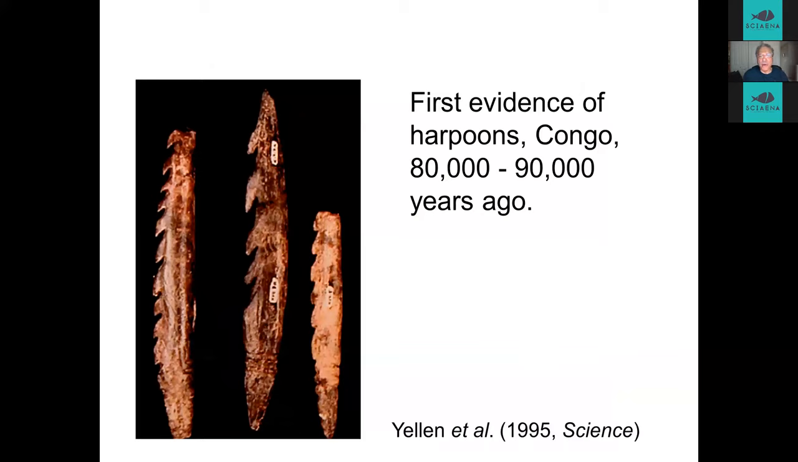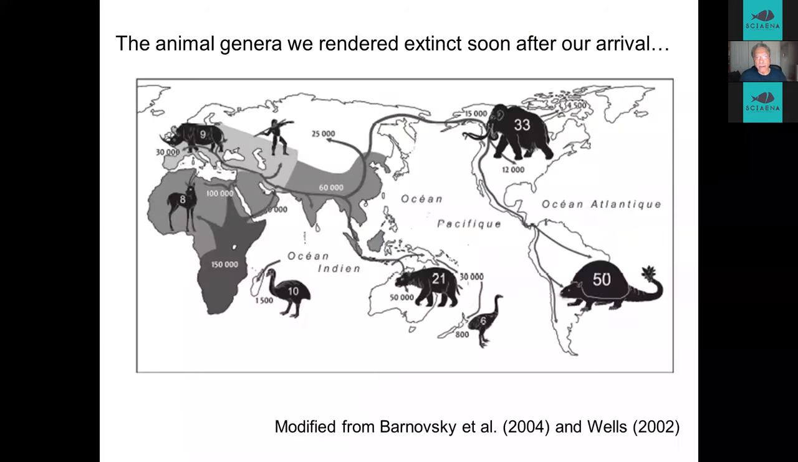We began very early also to develop fearsome weapons and tools for hunting, and the first evidence of harpoons stemmed from the Congo about 90,000 years ago. Now, as you know, about 70,000 years ago, modern humans left Africa and entered the different continents. In Europe, they met Neanderthals. In Asia, they met probably cousins of Neanderthals called Denisovans, and they also met Homo erectus, who had left earlier, about 1 million, 2 million years ago.